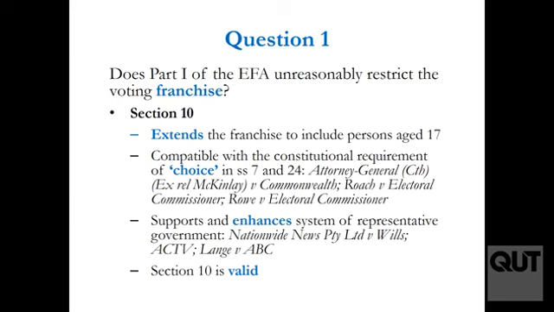So if we work through Section 10, what Section 10 does is it extends the franchise, or the vote, to include persons that are aged 17 years old. Now, that is compatible with the constitutional requirement of choice in Sections 7 and 24. And the authority for that, as I have on the slide, is McKinley. McKinley's case is a good authority for that, but also some cases that we've already looked at. So you could also cite Roach and Rowe as well to support that proposition.